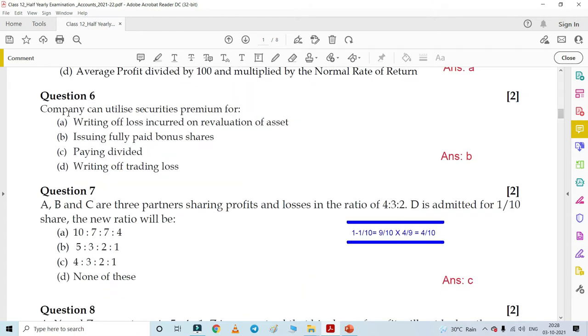The next question is: the company can utilize securities premium reserve. Now you must remember that securities premium reserve is utilized by the company for issuing fully paid bonus shares. These three options are completely wrong. It is not utilized for paying dividend. It is not utilized for writing off trading loss, and it is also not used for writing off loss incurred on revaluation of assets. It's used for issuing fully paid bonus shares.